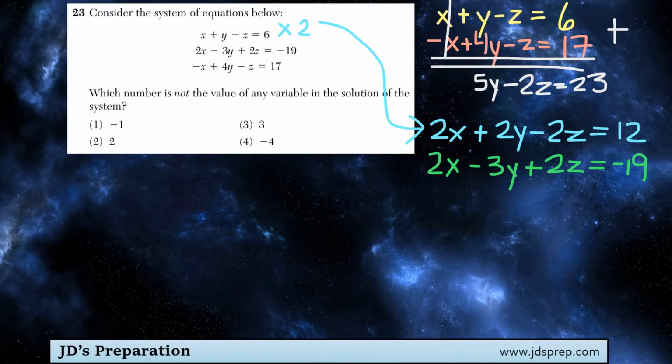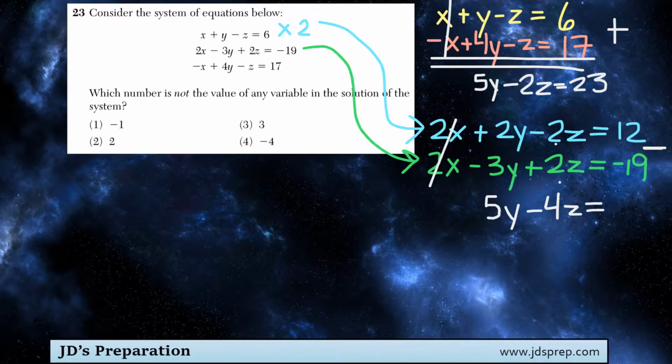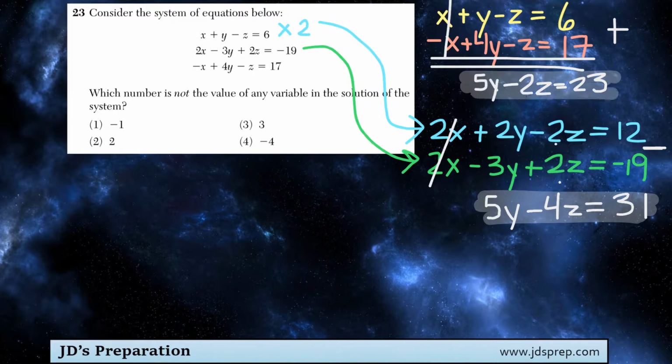Now the reason I did that is because we can now subtract the second equation from there, and then there'll be no x left. So by subtracting these, we will be left with 2y minus negative 3y would become positive 5y, and negative 2z minus 2z would be negative 4z. And 12 minus negative 19 is 31. Great, so now we've got 2 equations here in just 2 variables.